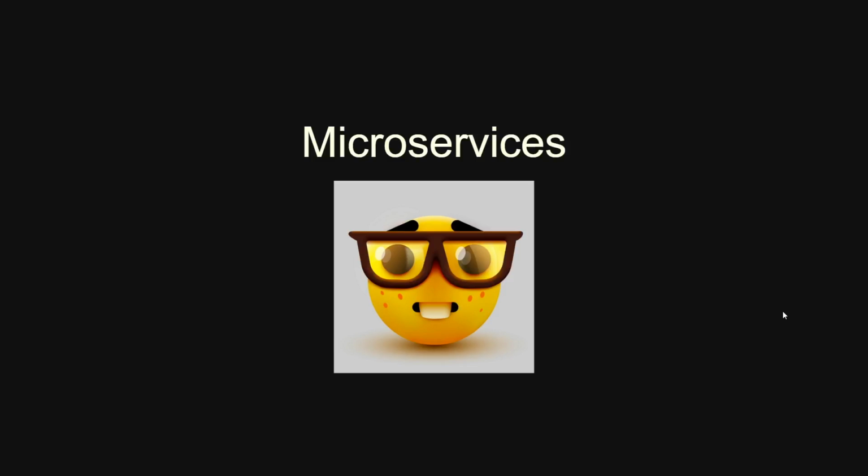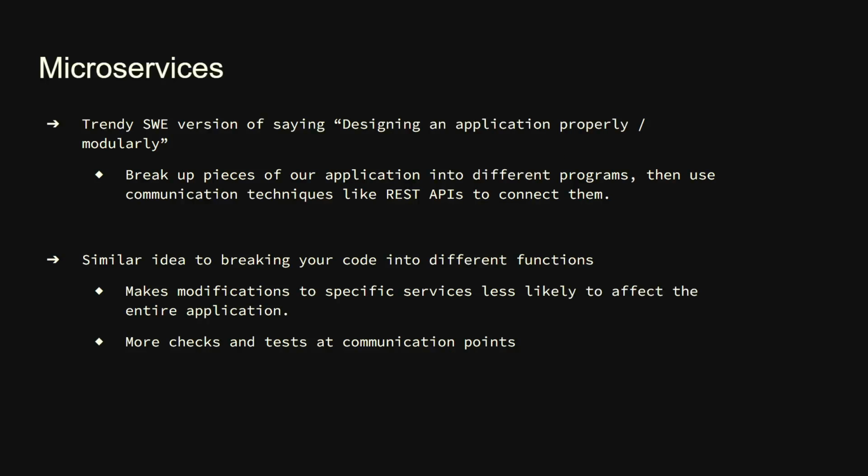Perfect. Next topic, microservices. Microservice, okay, this is kind of a buzzword. It's really just, in my opinion, designing your applications properly, or modularly, right? So you're breaking up your application into smaller programs. They should be small. They should be microservices, not big services. And then you're communicating between them. So you're using the concept of that REST API to connect these components.